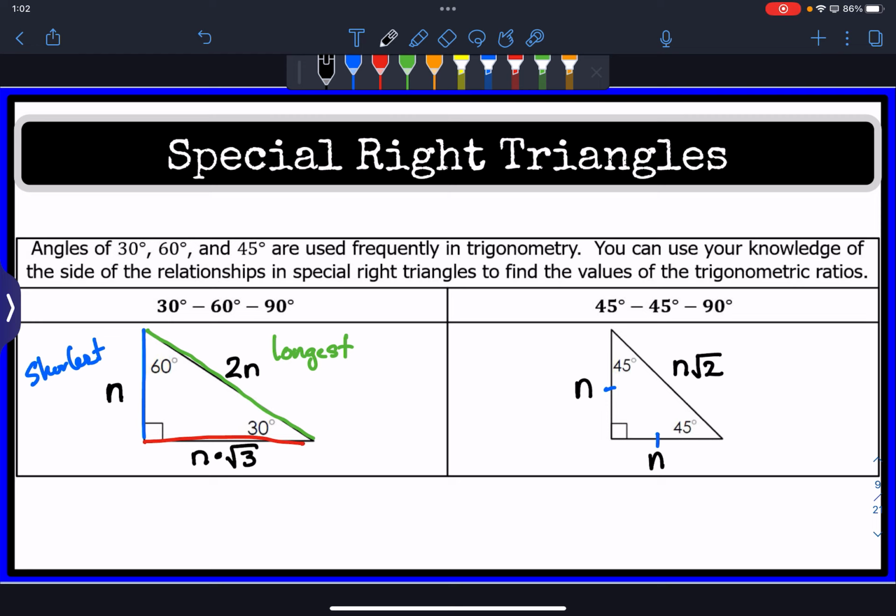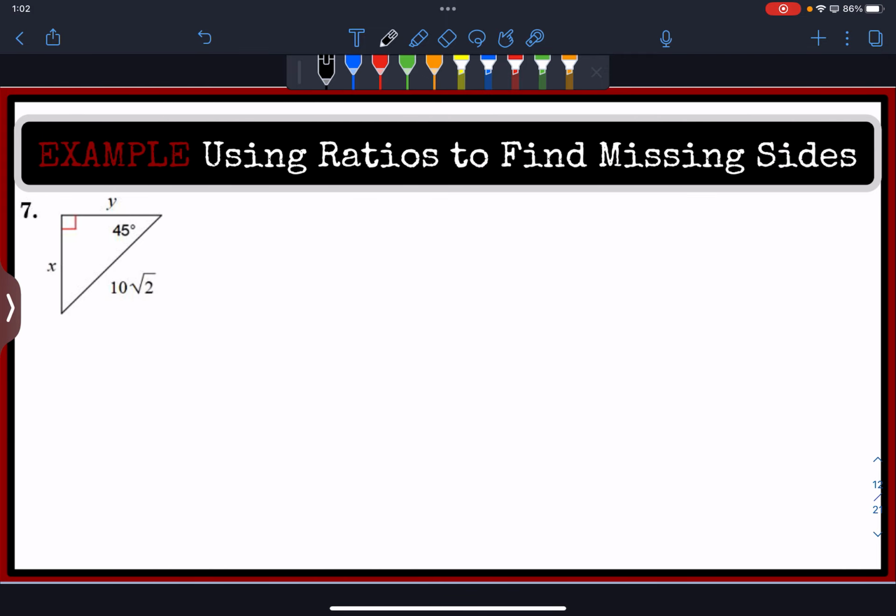So let's look at how we use this again to solve an equation. Here we have again a 45, 45, 90 right triangle. And again, the relationship between the three sides, the two legs and the hypotenuse, is that the legs are congruent, so they're both going to measure the exact same thing. So x is equal to n and y is equal to n. Now the hypotenuse, again, this length right here, has to equal the value of n times the square root of 2.